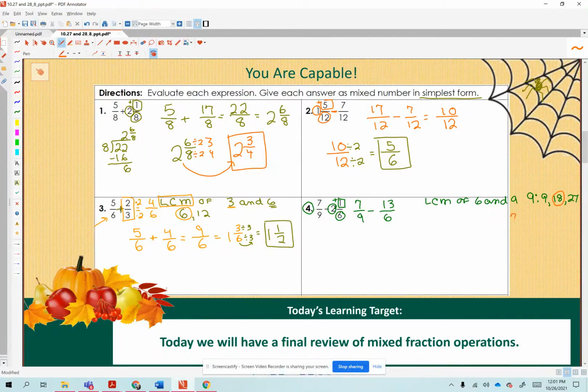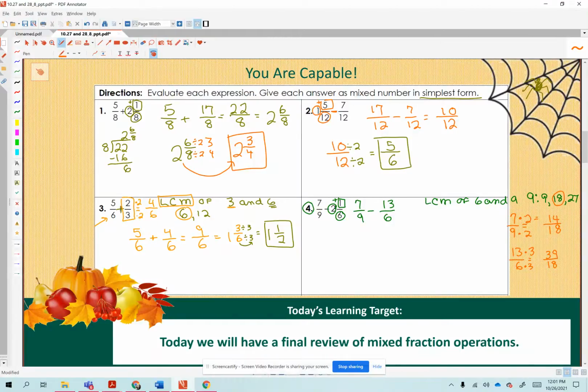So first I will convert 7/9, and then I will rewrite 13 over 6. If I want a denominator of 18, what am I going to do to 9? I'm going to multiply it by 2, which means I will also multiply the numerator by 2. 7 times 2 is 14, so that would be 14/18. And for 13 over 6, I will multiply 6 times 3. I know that gives me 18. So 13 times 3 will be 39.